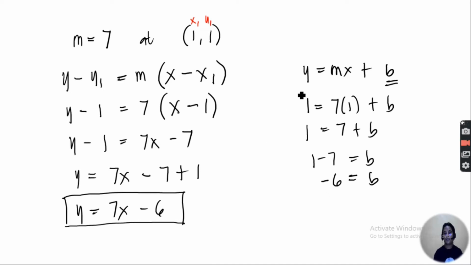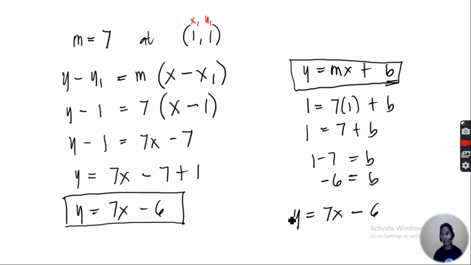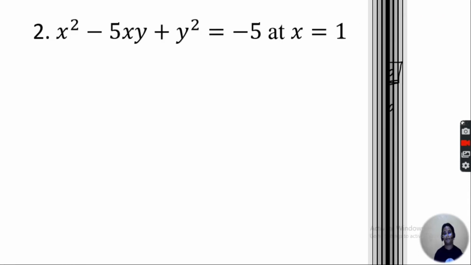Then, substituting again to this slope-intercept form, so wag na po natin isama yung ating x and y, only the value of the slope and the y-intercept. So, we have y is equal to 7x minus 6, which is also the same to the equation na nakuha natin using the point-slope form po. So, the same lang po sila.